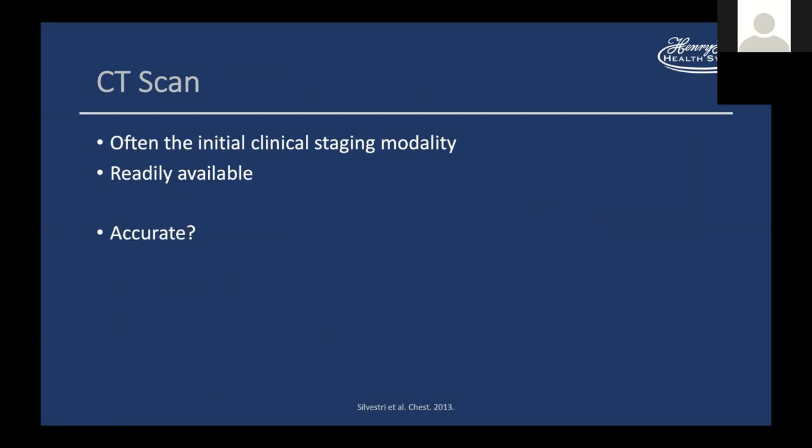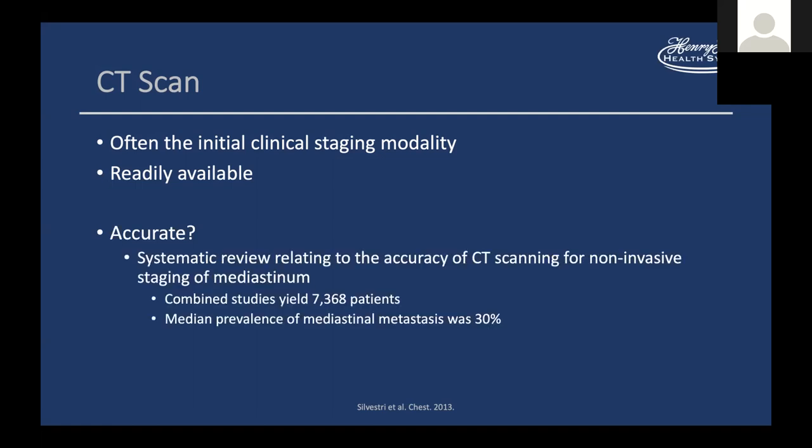In the ACCP clinical practice guidelines, they did a big systematic review looking at the accuracy of CT scanning for non-invasive clinical staging in the mediastinum. They looked at a multitude of studies with a total of over 7,000 patients. Among those patients, the prevalence of mediastinal metastases by CT was 30%, with a median sensitivity of only 55% and a specificity of only 81%.